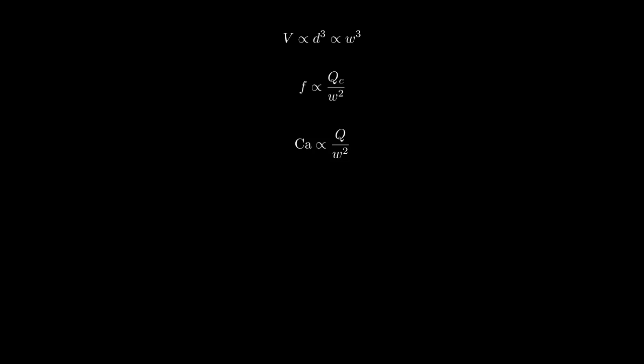Let's summarize the key scaling relationships in droplet microfluidics. Droplet diameter scales with channel width times a function of the flow rate ratio. Droplet volume scales as diameter cubed, which scales as channel width cubed. Generation frequency scales with continuous flow rate divided by channel width squared. Capillary number scales with flow rate divided by channel width squared.